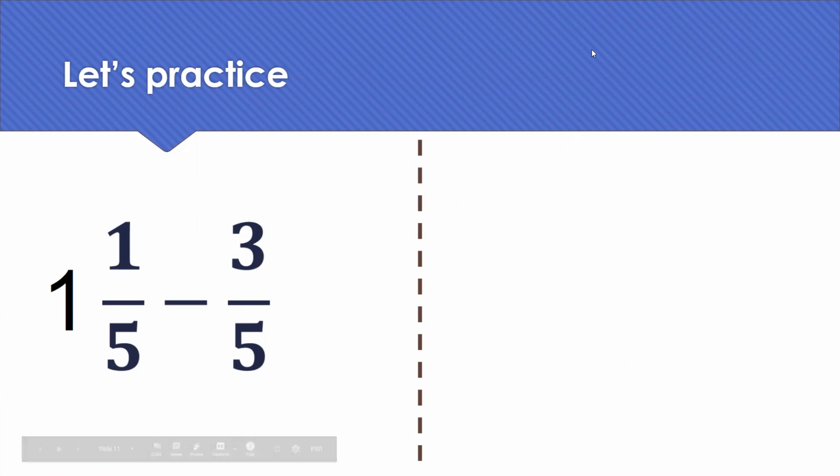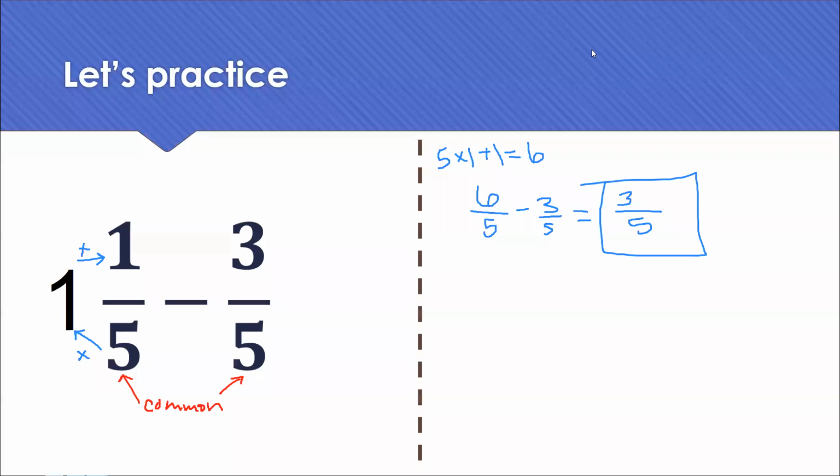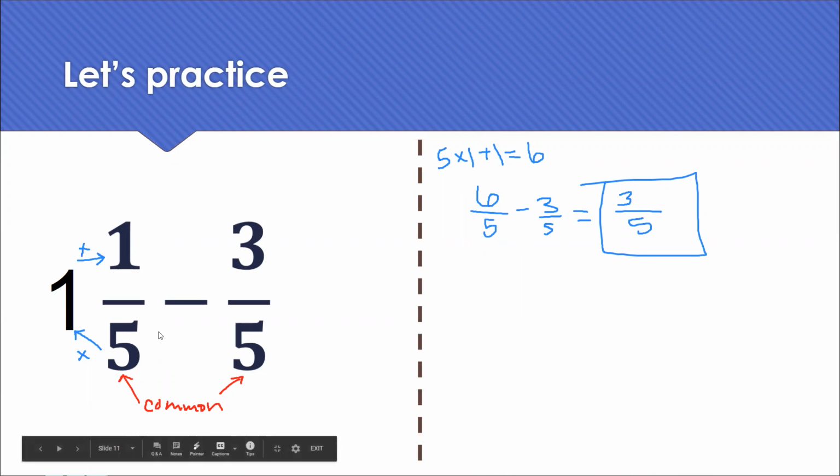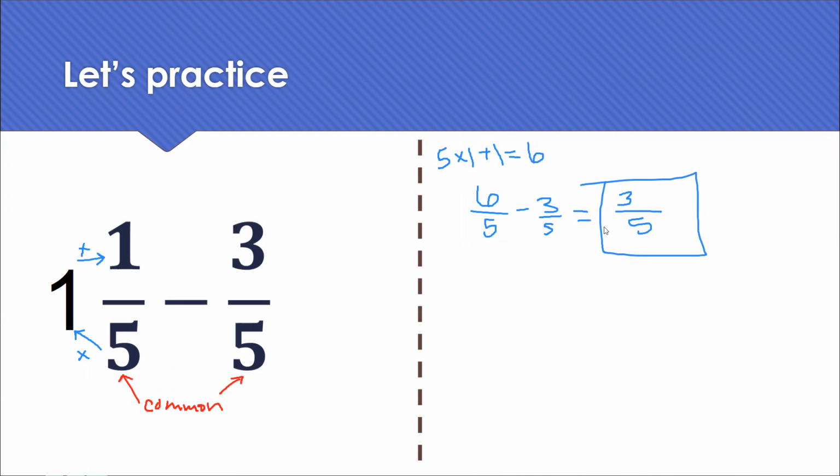And here's my answer. So the first thing that I did was I took 5 times 1 plus 1 and got 6. And so that was going to be my new numerator, and I kept my denominator. I noticed that both of these denominators are already common, so all I had left to do was to subtract my two numerators. 6 minus 3 gives me a 3, and then I keep my denominator. So my final answer is 3 over 5.